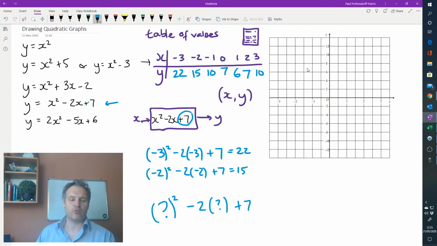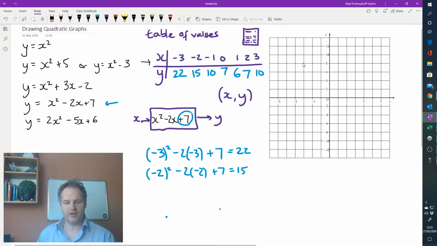Now, what we haven't done yet is plotted the curve. But we've got our table, so let's have a go at it. Now, I don't know if I'm going to fit it all on because it goes to 22. I have to just ignore this number.